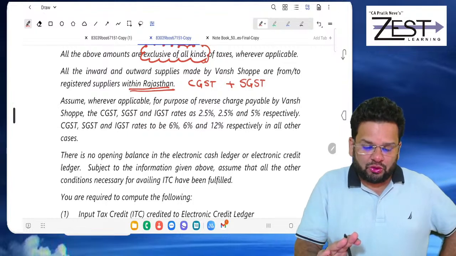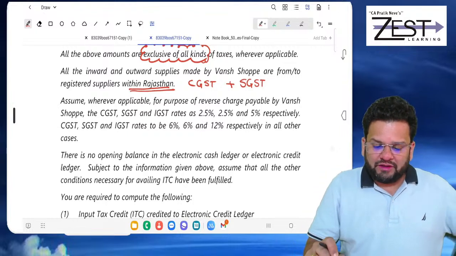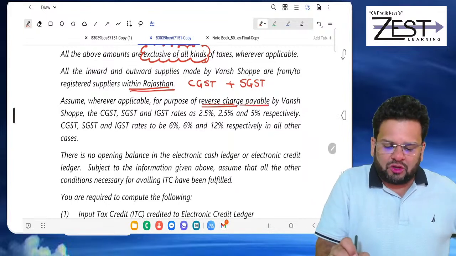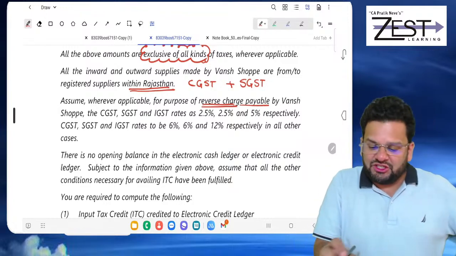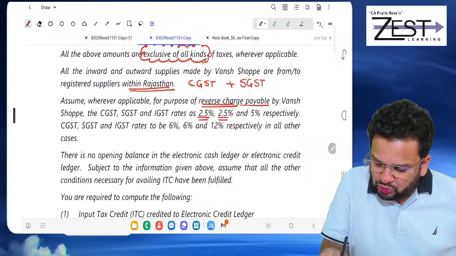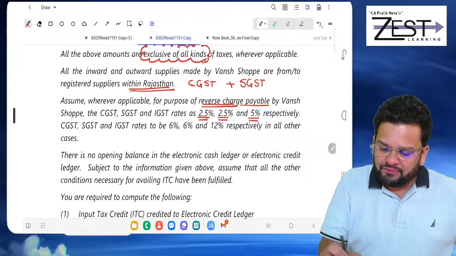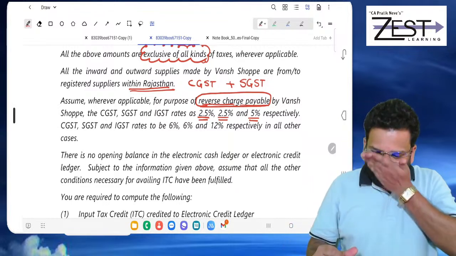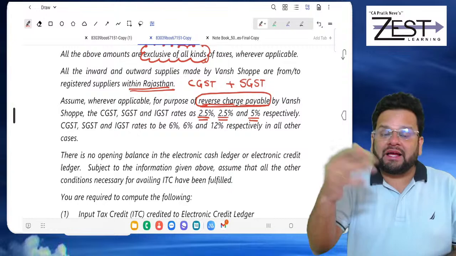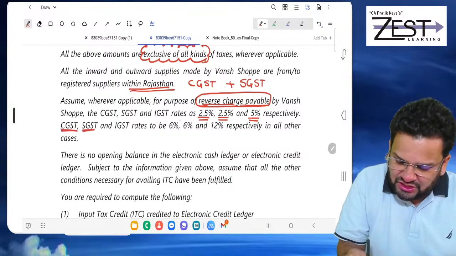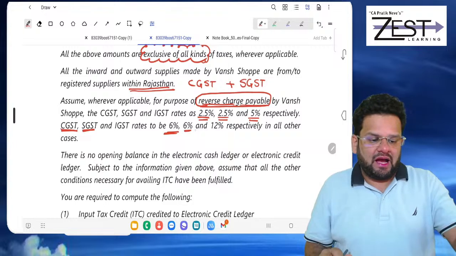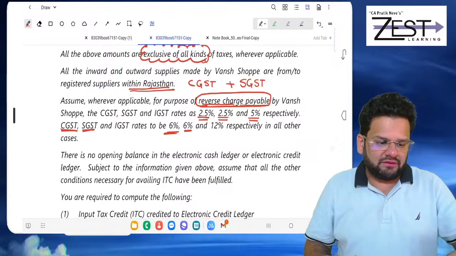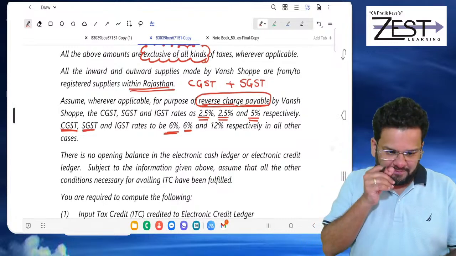Everything is intrastate only. Assume, wherever applicable, for the purpose of reverse charge payable by one Shopee, the CGST, SGST and IGST rates are 2.5, 2.5 and 5 respectively. For RCM, it is 2.5, 2.5, and in other cases, the rates of CGST and SGST are 6 and 6. I am not focusing on 12 because I know that in this case there is no interstate supply.